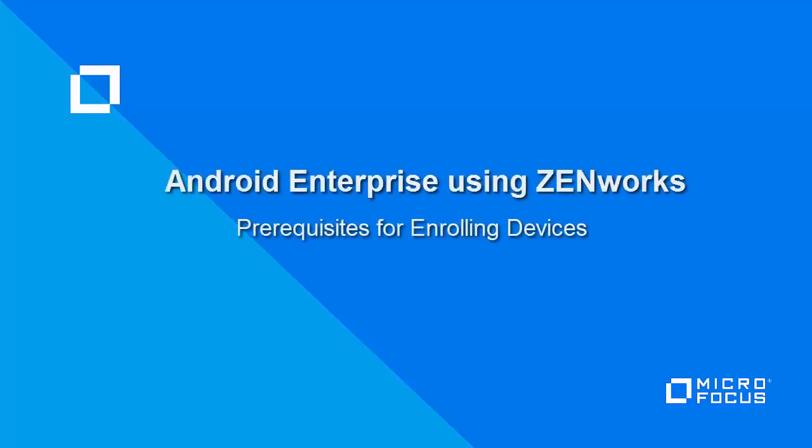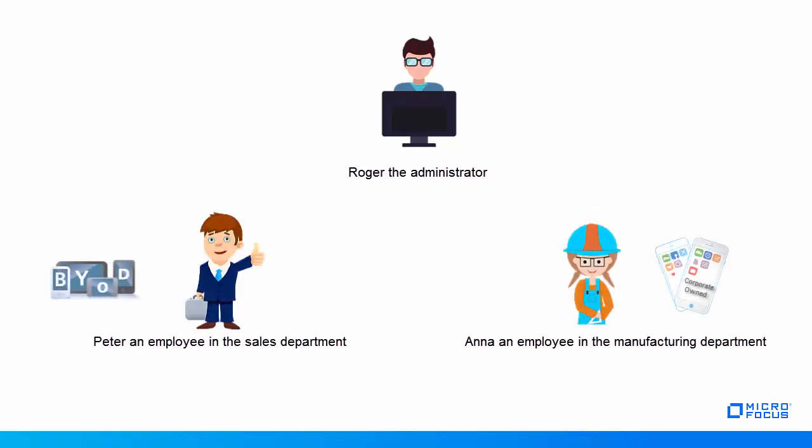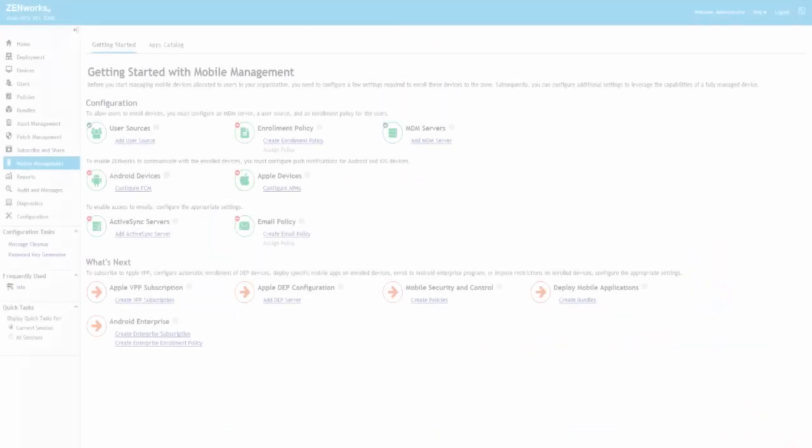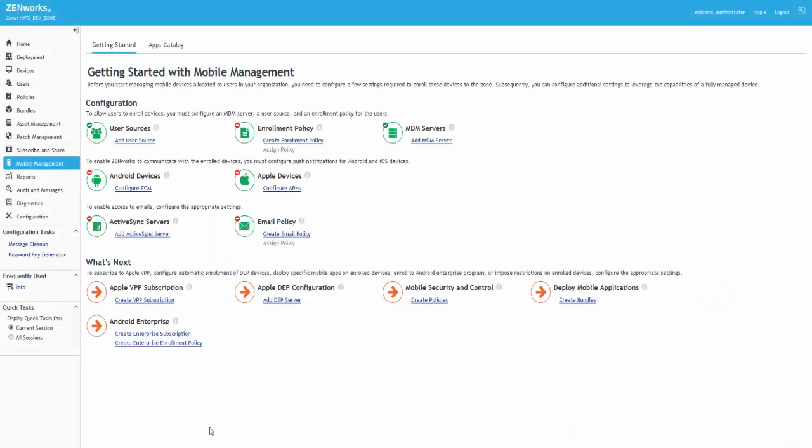Welcome to part 2 of the Working with Android Enterprise using ZENworks video series. In this video, we shall demonstrate the tasks that Roger, the administrator of XYZ Corporation, needs to perform before Peter and Anna, who are employees of his organization, enroll the devices to ZENworks in the Work Profile and Work Managed Device modes respectively. To begin with, Roger needs to first enroll for the Android Enterprise program.